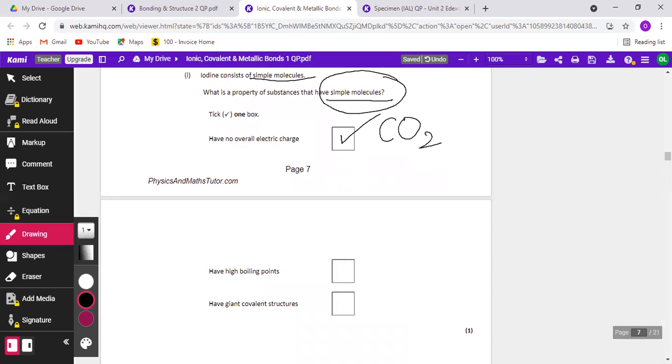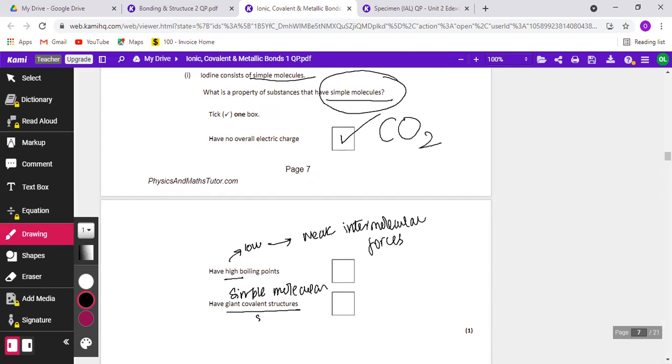Then, do they have a high melting point? No. Simple molecules have a low melting point because of weak intermolecular forces. Do they have a giant covalent structure? No, they have a simple molecular structure.